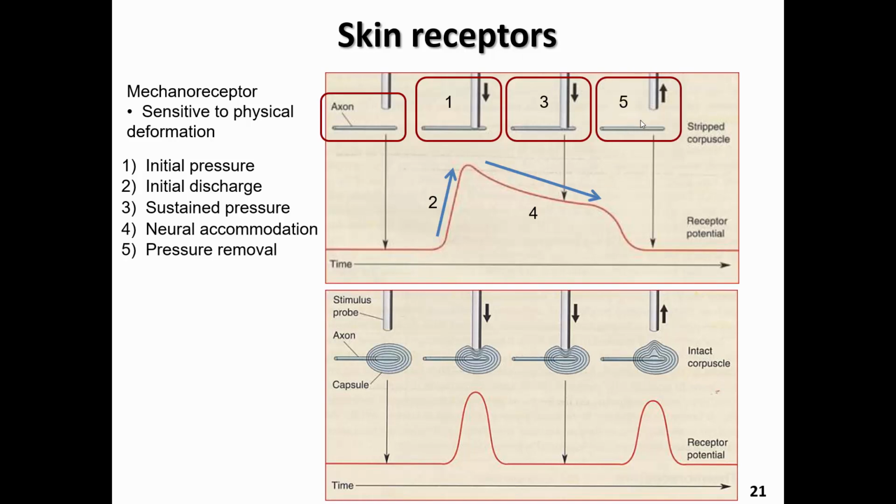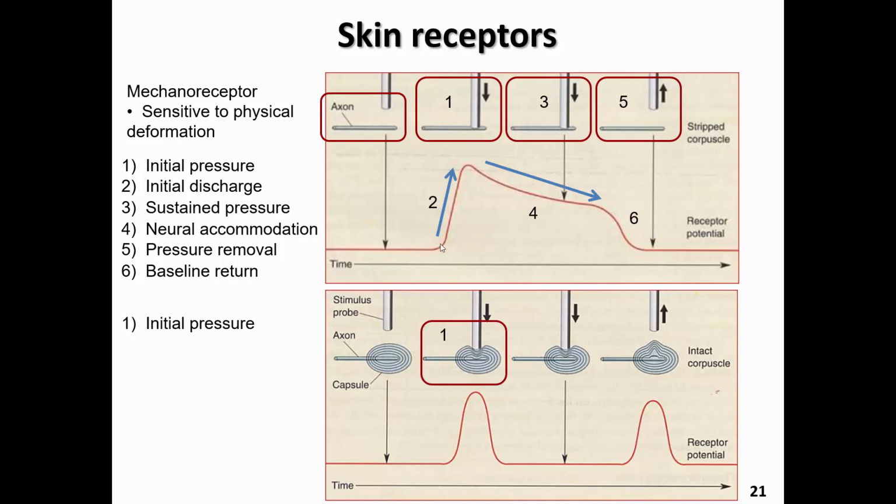Now, in this final step here, we see that the probe moves upward and it breaks external contact with the sensory neuron or the axon. So with pressure removal, we see that the axon activity returns back to baseline since the external pressure has been removed.